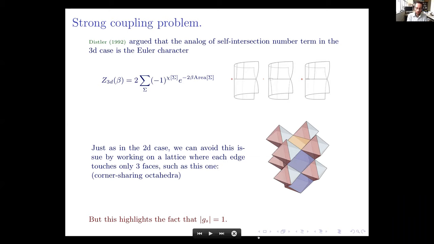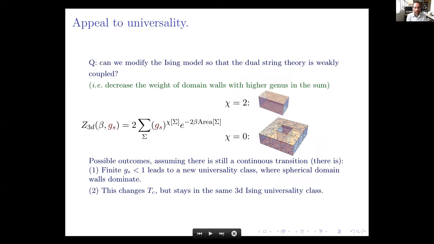Okay, so that sounds bad, right? We don't know how to say. That means we can't do perturbation theory. And so Nabil and I asked ourselves a very naive question about this, which is, can we mess with it? Can we modify the Ising model so that the dual string theory is weakly coupled? That is, decrease the weight of domain walls with higher genus in their contributions to the sum. So modify the partition function to be something like this. We'll talk about how to resolve this sum on the lattice in great detail in just a minute. But what I mean is make it so that spheres are more important than donuts.